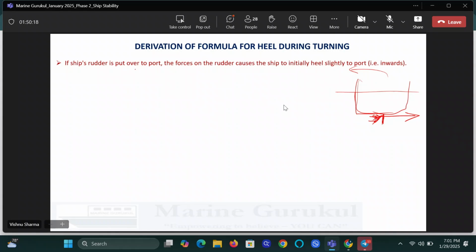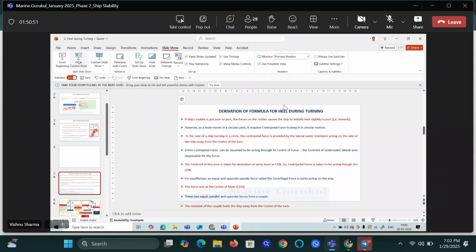So if the ship's rudder is put over to port, the forces on the rudder cause the ship to initially heel slightly to the port, that is inwards. We are not interested in this heel. Why have I brought it in here? Because tomorrow somebody takes ship handling with you, then he'll talk about this heel and then you'll say, we were never told about it. I'm telling you, yes, there will be an initial heel of the ship inwards. So if she's put hard over to port, she will heel to port. If it is put hard over to starboard, she'll heel to starboard.